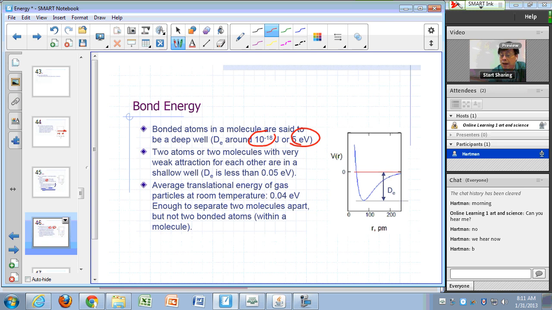But if you have atoms or two molecules that have a very weak attraction for each other, then they have a very shallow well, typically less than 0.05 electron volts. The average energy of molecules at room temperature is around 0.03, 0.04 electron volts. So any collision with a third body would just cause them to split apart, to separate, about 0.04 electron volts. So that would be enough to split two molecules apart, but not two bonded atoms.